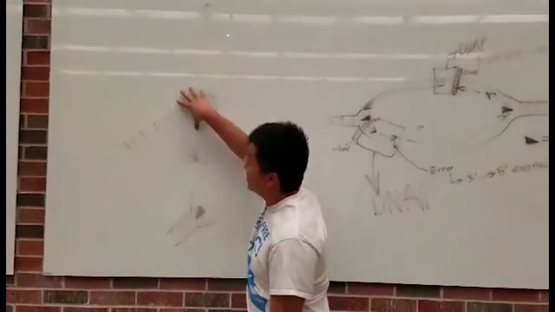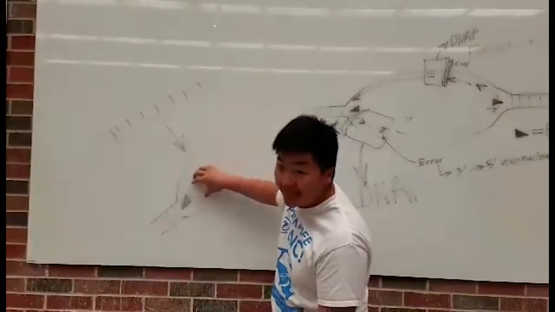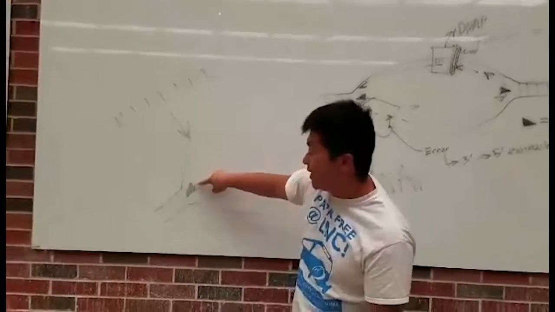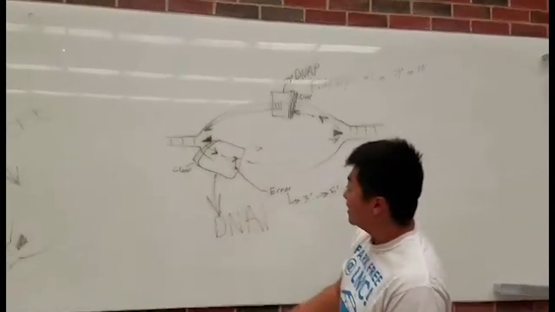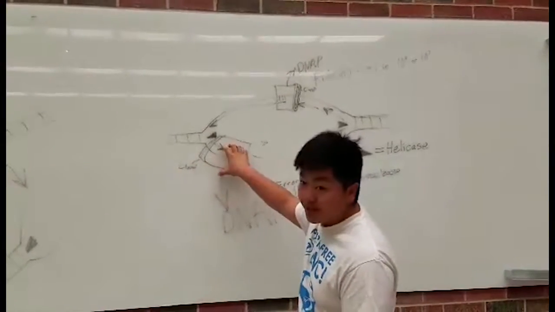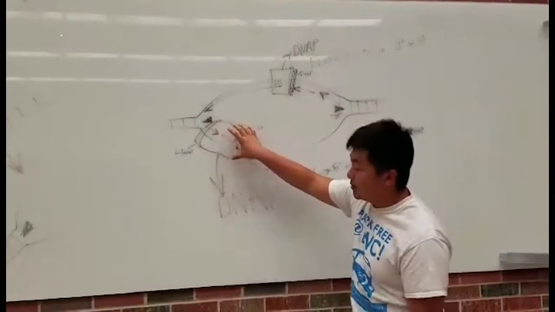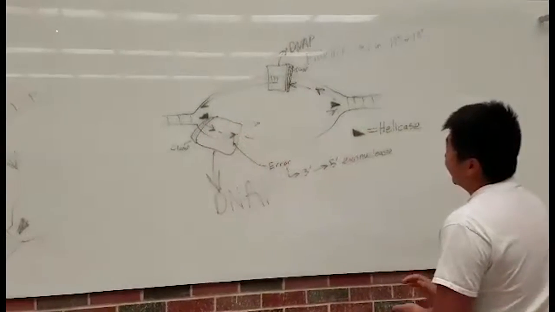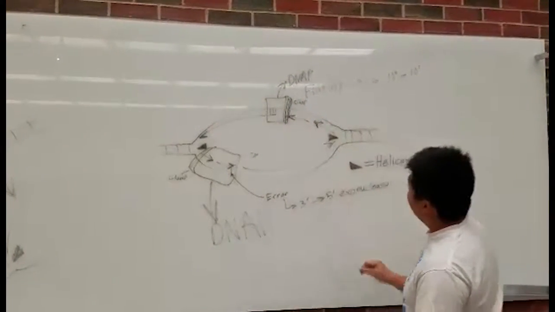So first we have a double-stranded DNA, and the double-stranded DNA will get separated by a helicase, which is this black arrow right here. After that happens, a clamp will bind to a DNA polymerase, which binds inside the bubble, and it starts the replication. So in this case, we have here the DNA polymerase, the clamp.